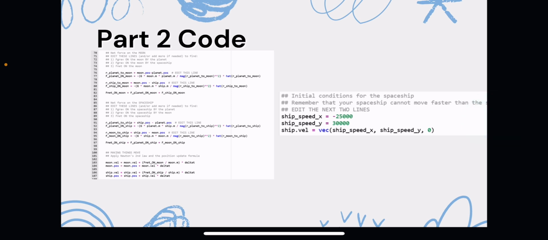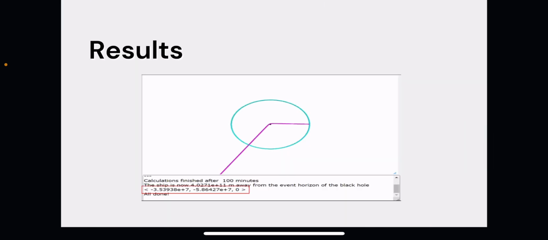For part two, here is the code that we edited. Here you can see the ship speed, and also we found the force of the moon on the ship, the planet on the ship, then the net force on the moon from the planet on the moon and the ship on the moon. And here were the results of that. Here is the final velocity vector.